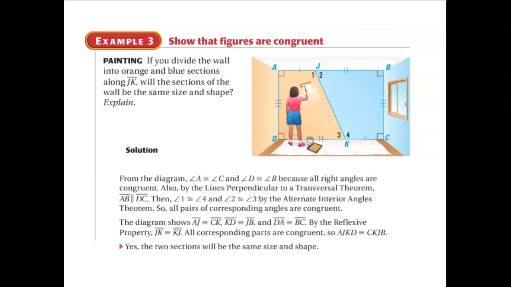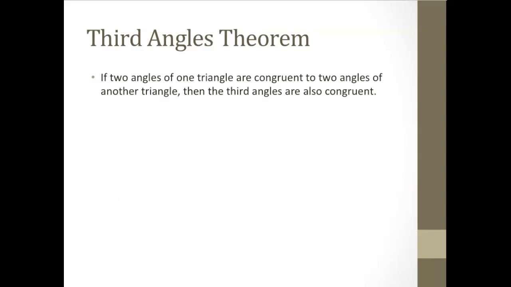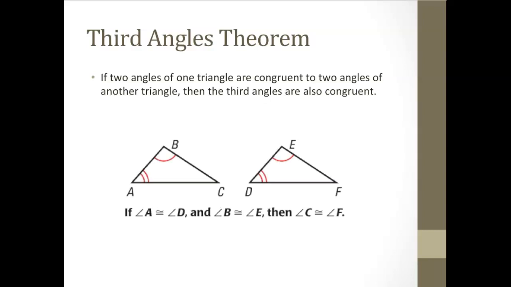Okay, we have a theorem to go over called the third angles theorem. This says that if two angles of one triangle are congruent to two angles of another triangle, then the third angles are also congruent. Now this really just comes from the fact that we know that every single triangle, the interior angles have to sum to 180 degrees.